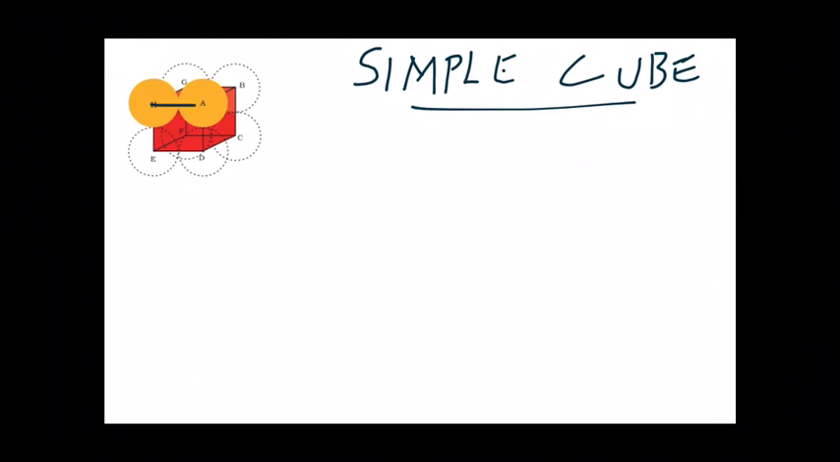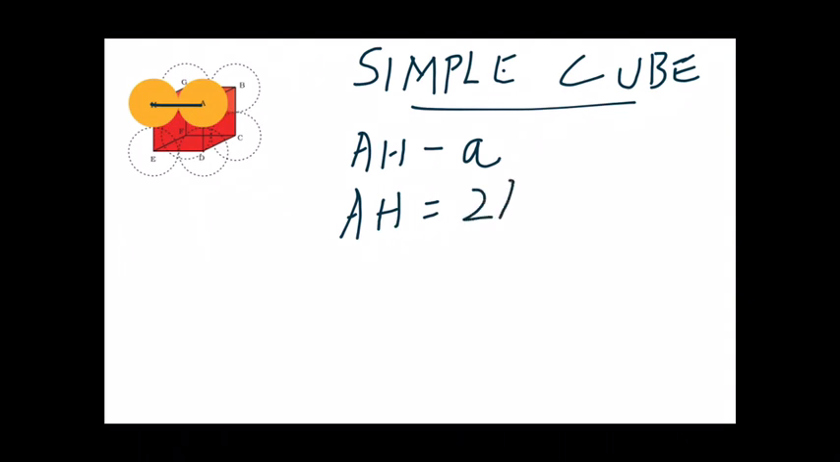So this distance AH is equal to the edge length A, because it is one of the sides of the unit cell, and that is also equal to 2r, where r is the radius of the constituent particle. You can view it from the figure. So A equal to 2r. There is no need to consider any triangle here. So it's very clear from the figure itself, A is equal to 2r.